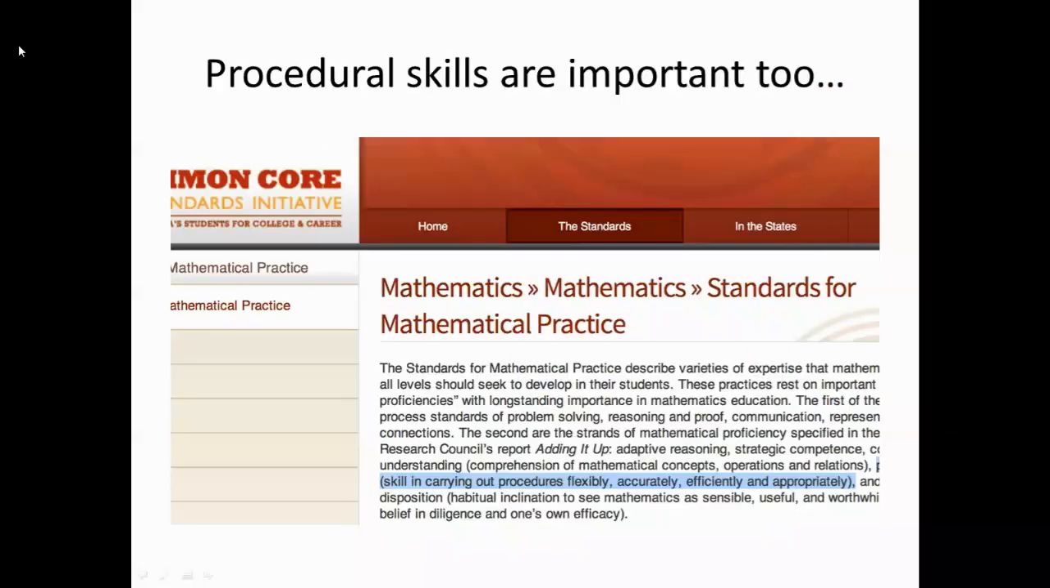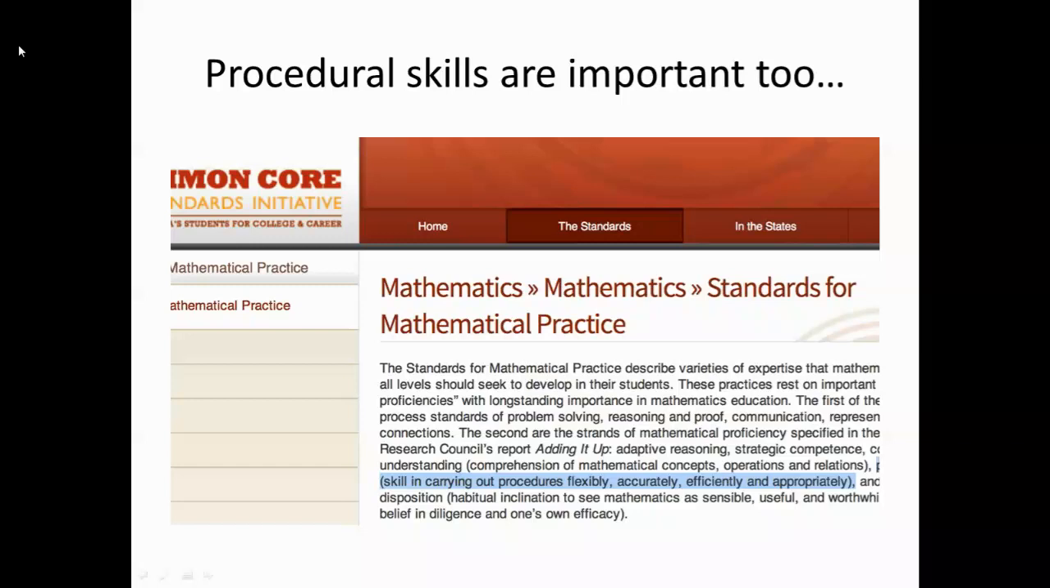But to dispel the myth that Common Core dispenses of any concern with procedural skills, it's just not true. It's right in the Common Core. This is straight from their website, that it is an important thing to have skill in carrying out procedures flexibly, accurately, efficiently, and appropriately. So these procedural skills and the concepts are both important.